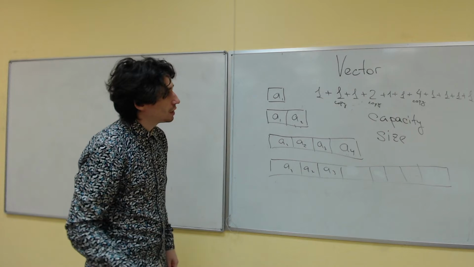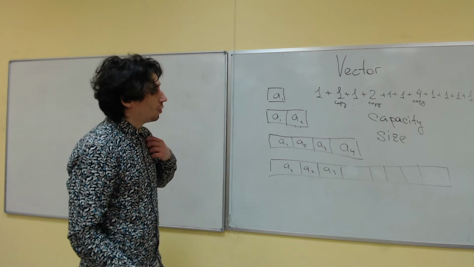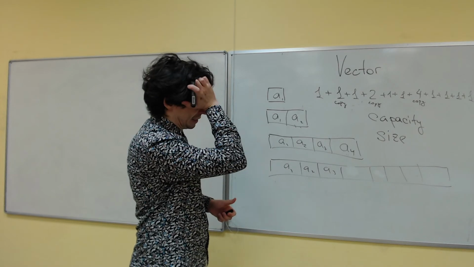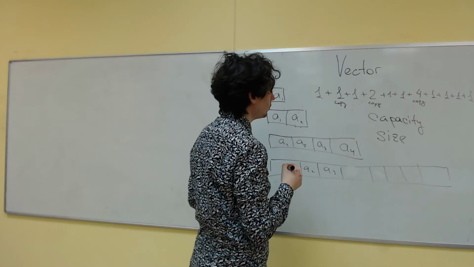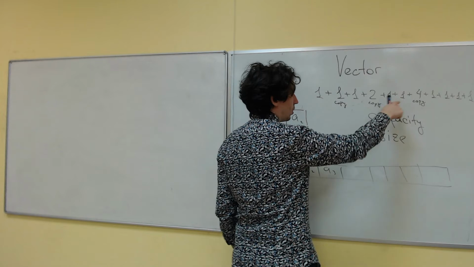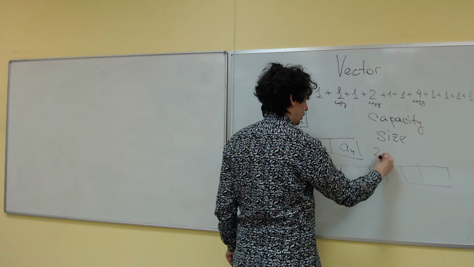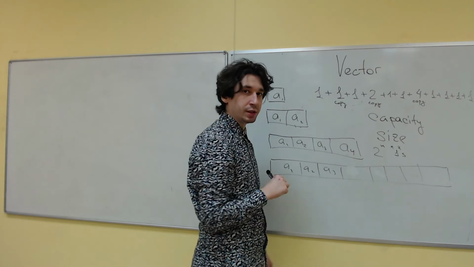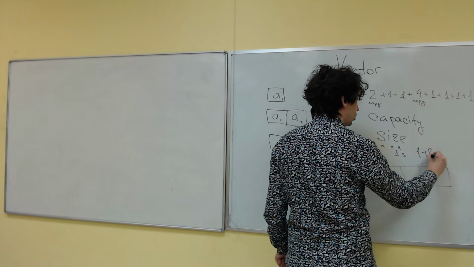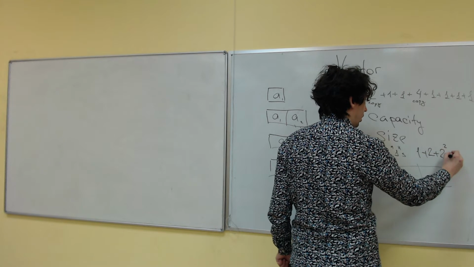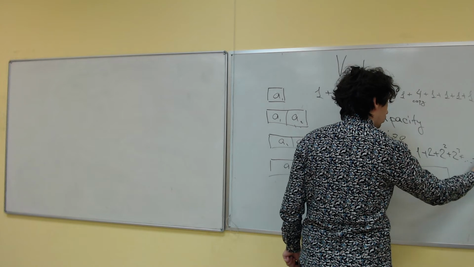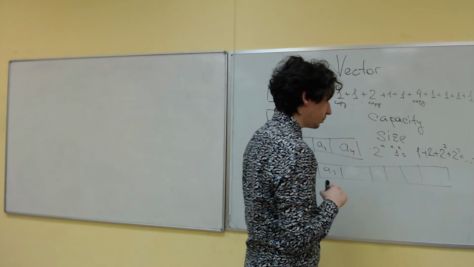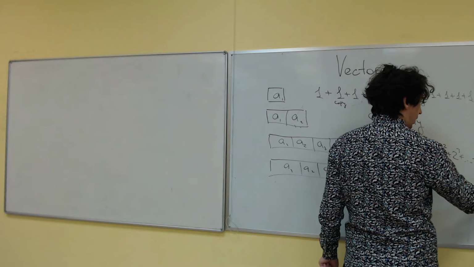And as you can see, it's simple to calculate that. Suppose we add 2 to the power of n elements. We will have 2 to the power of n inserts. And how many do we have for the copying? We have 1 plus 2 plus 2 squared plus 2 cubed, etc., plus 2 to the power of n minus 1. So it is indeed 2 to the power of n minus 1.